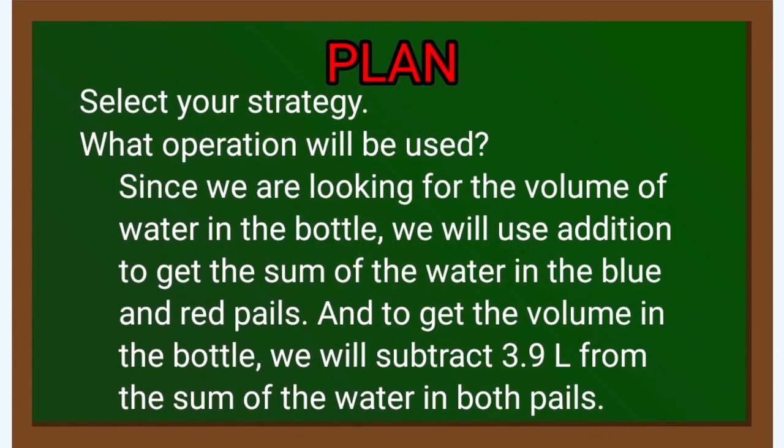Select your strategy. What operation will be used? Since we are looking for the volume of water in the bottle, we will use addition to get the sum of the water in the blue and red pails. And to get the volume in the bottle, we will subtract 3 9/10 liters from the sum of the water in both pails.